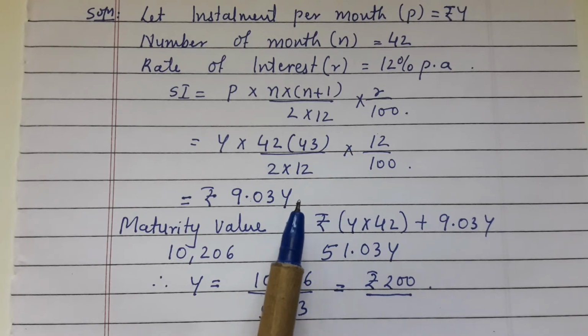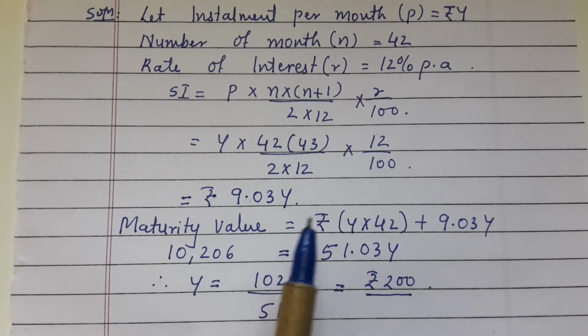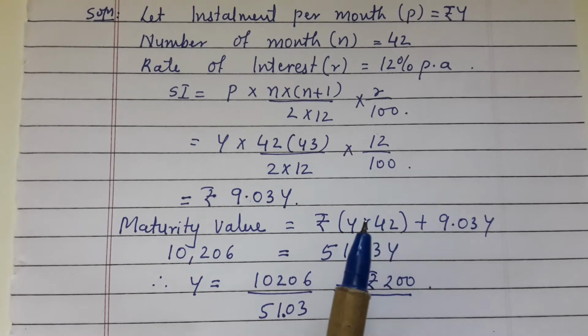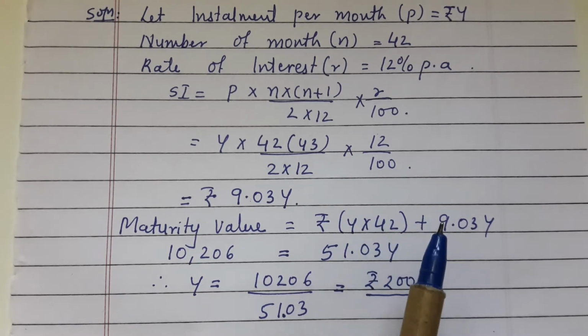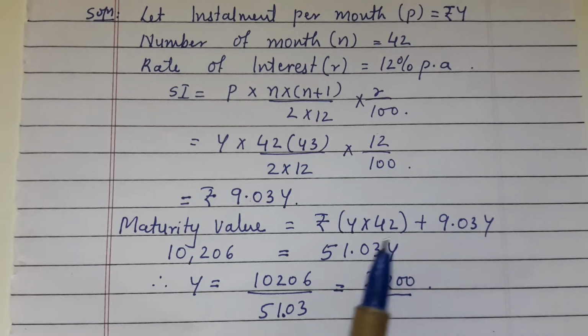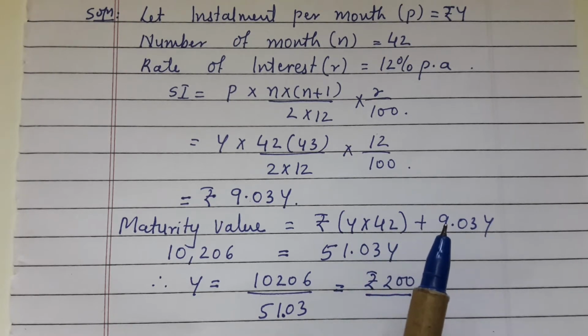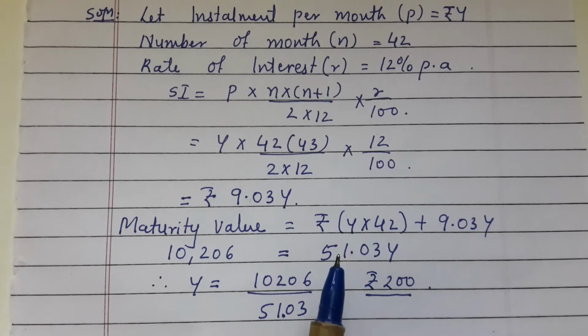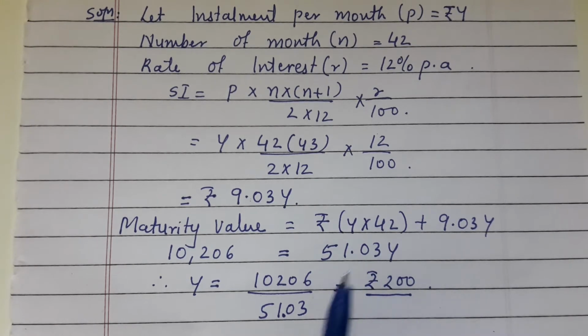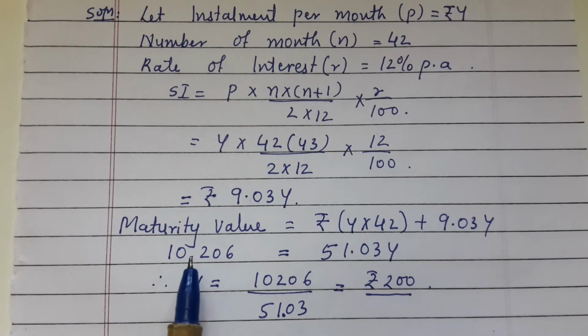9.03Y. Maturity value is equal to P into n, Y into 42, plus 9.03Y. 42Y plus 9.03Y is 51.03Y. Therefore, maturity value is 10,206. Therefore, Y is equal to 10,206 upon 51.03, which is equal to rupees 200. P is equal to rupees 200.